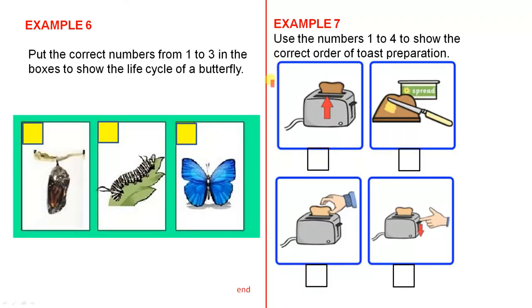Here we have the life cycle of a butterfly where they have to write the numbers 1 to 3, and you can help them through that. And finally we have preparing toast, and they have to write the numbers 1 to 4 in order. So they're just very simple examples to give you an idea of what you can give students to help them with sequencing and to put events in order.